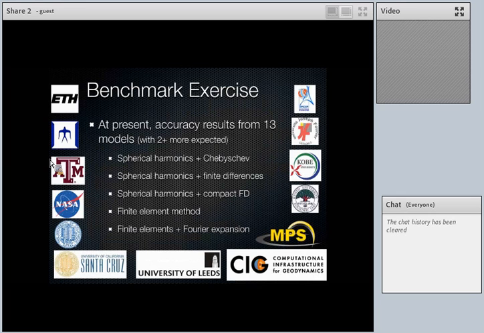So at present, we have accuracy results from 13 different models, and I think there are one or two more coming in. You can see listed around here all the different universities taking part, but we've got codes that do horizontal spherical harmonic expansions and radial Chebyshev, spherical harmonics and finite difference in radius, spherical harmonics and compact finite difference in radius, one finite element method, and one which is finite elements in meridional slices and Fourier in azimuth.